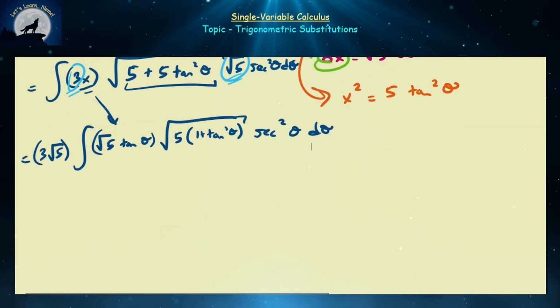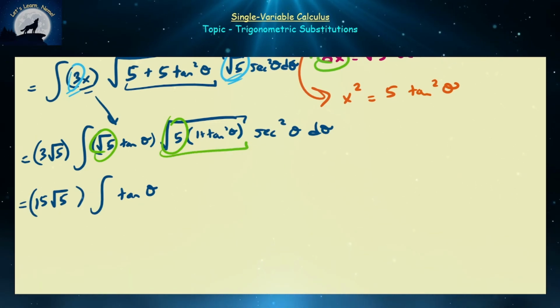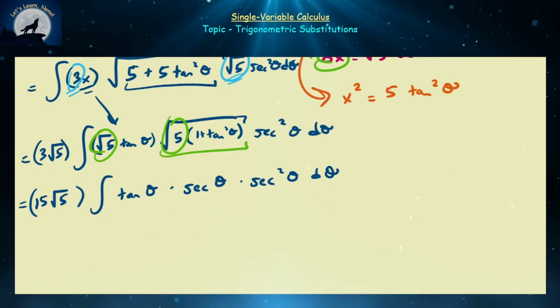So let us see what we have here. So we have square root of 5, and then we have another square root of 5 there. That's going to be equal to 5, and that's going to give us a total of 15 square roots of 5 as our leading coefficient. And then we're going to have the integral of the tangent of theta, and then we have the integral of 1 plus tangent squared, that's secant squared, so the square root of secant squared will just be secant. So we're going to have secant of theta, and then we have that secant squared of theta, and then we're going to have d theta there.